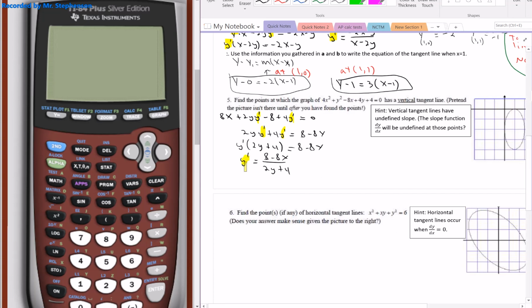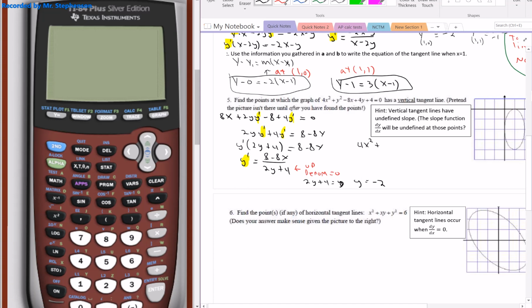And remember, we want to know when the slope is undefined. Well, it's undefined when the denominator equals 0. What value makes the denominator equal 0? When does 2y plus 4 equal 0? That's when y equals negative 2. So no matter what, when y is negative 2, my function will be undefined. Well, let's go and find the points. So let's plug in negative 2 and figure out what the x value is. So we're just going to plug in negative 2 up here.